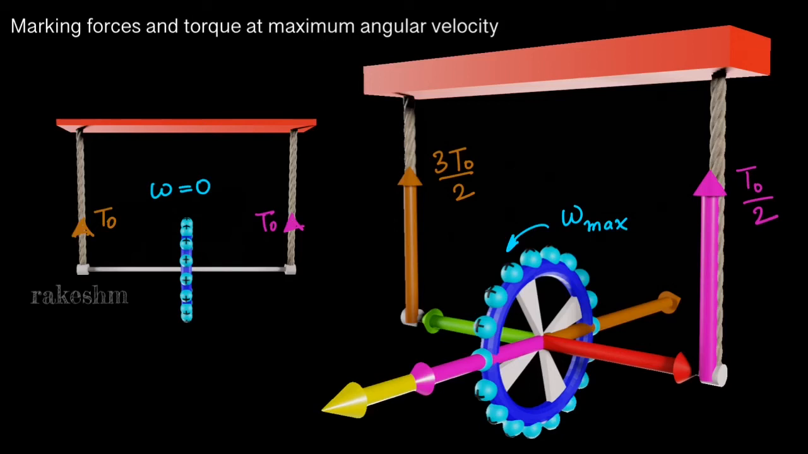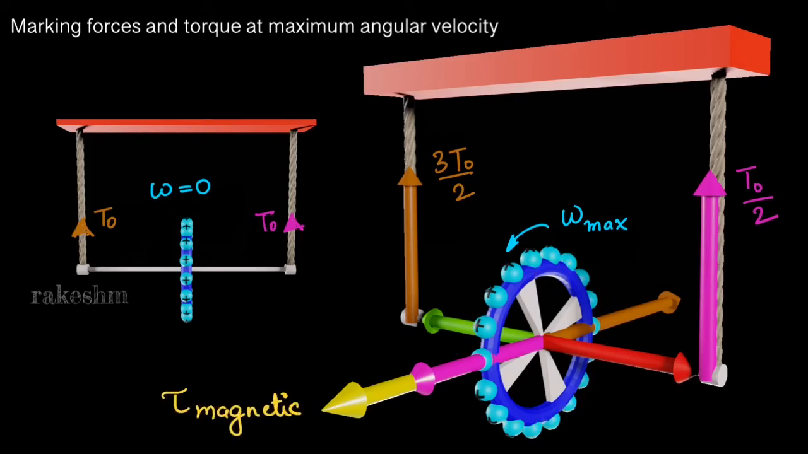Now slowly we have increased the value of omega, and at one particular omega, the tension in this string becomes 3T0 by 2, which is the breaking tension. When the tension in this string is 3T0 by 2, the tension in this string must be T0 by 2, as the sum of these two tensions must be equal to the weight of the body, which is nothing but 2T0.